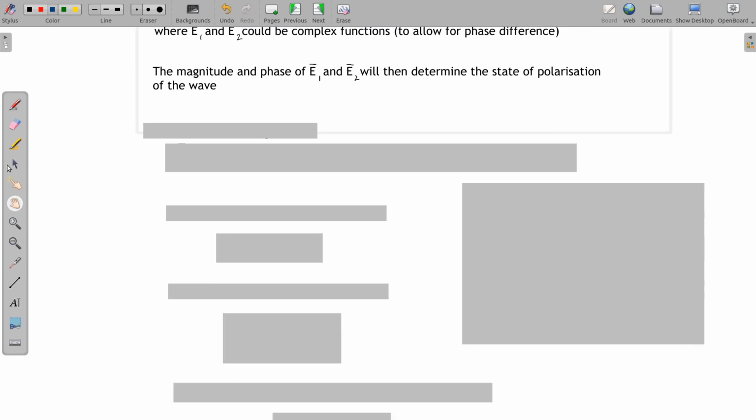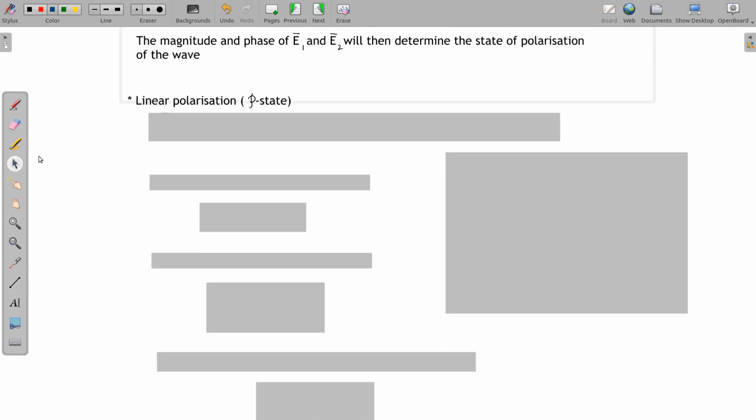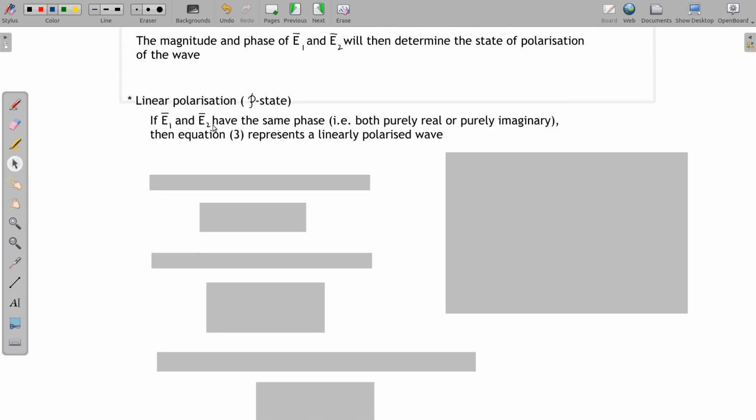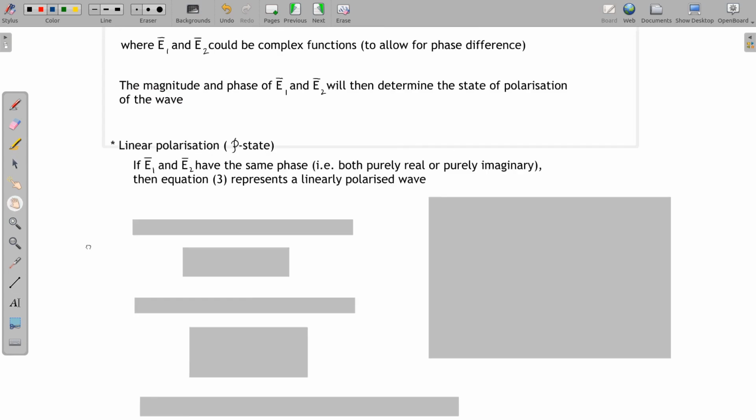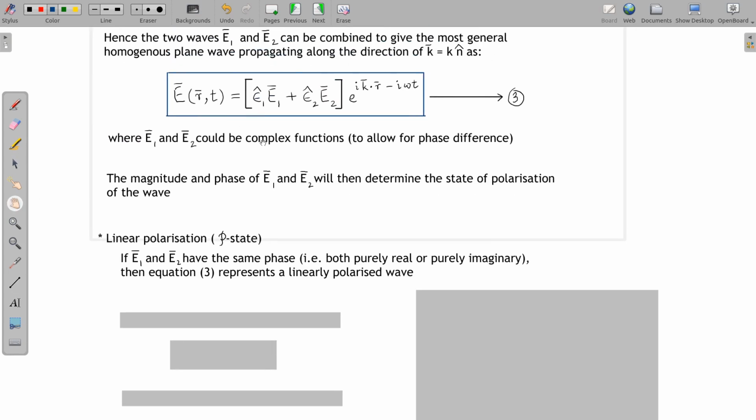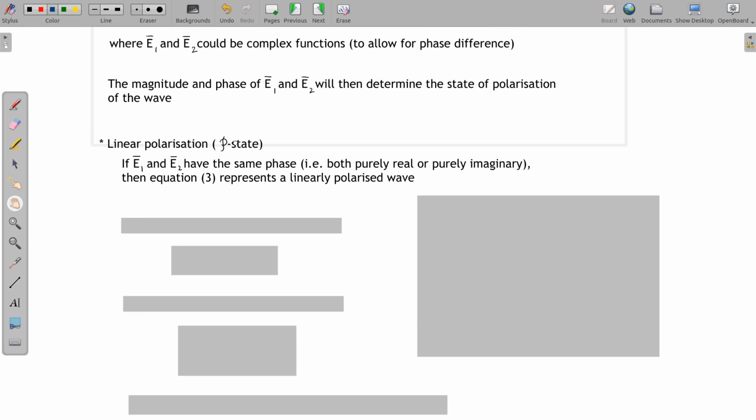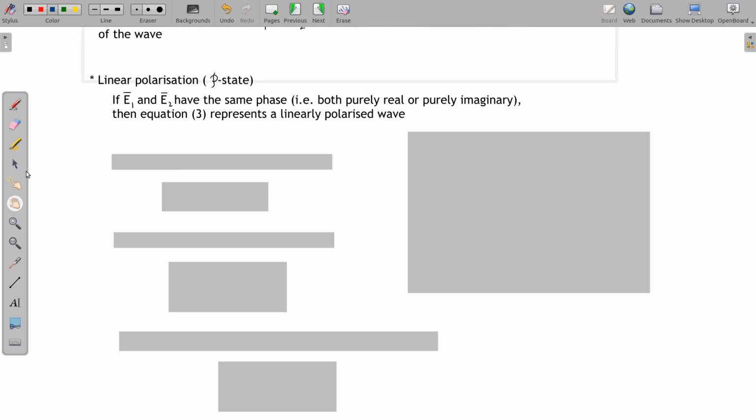So first we will look at linear polarization, and then we'll have a look at circular polarization. Linear polarization is commonly called the p state. So how do you get linear polarization? We get linear polarization if E1 and E2 have the same phase. That is, either both of them are purely real or both of them are purely imaginary. If that's the case, then equation number 3 is going to represent a linearly polarized wave.